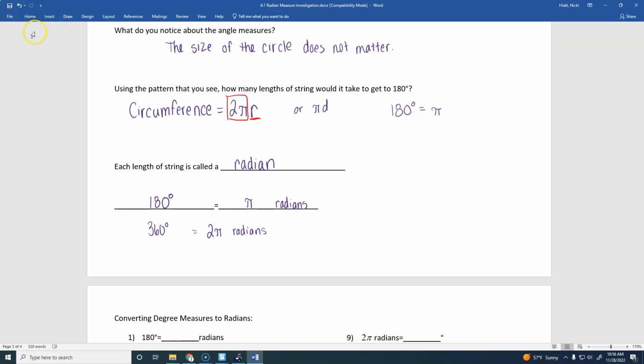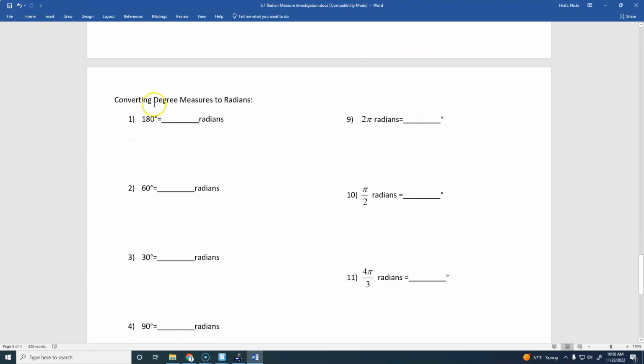Okay, so the first thing we're going to look at is converting degrees to radians. This first one is our standard. It's what we start with. 180 equals how many radians? Pi. Okay, so you've got a couple options for thinking about some of these others. If I've got a circle here, and I know that this right here is 180, which also equals pi.